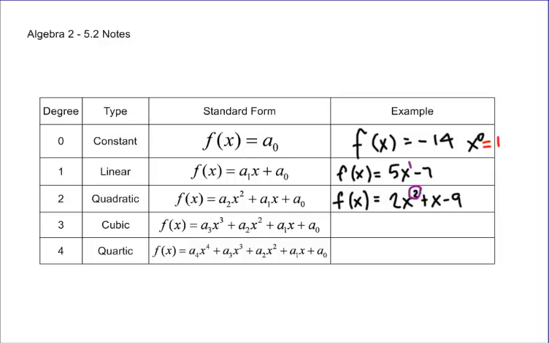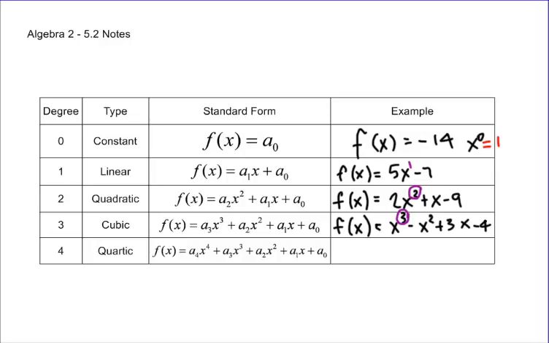What about a cubic? That's going to have the largest exponent be a 3. So it would be something like this. x cubed minus x squared plus 3x minus 4. This would be a cubic. And again, the degree is determined by the largest exponent in the function, as long as that exponent is an integer. Okay, so the largest exponent is 3, so it's a third degree.